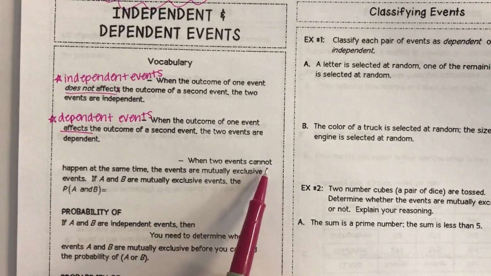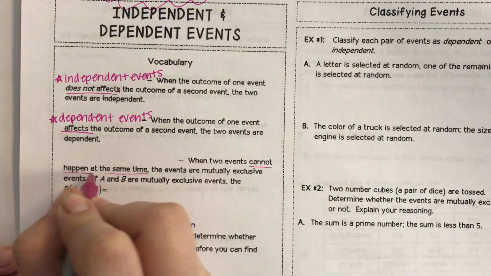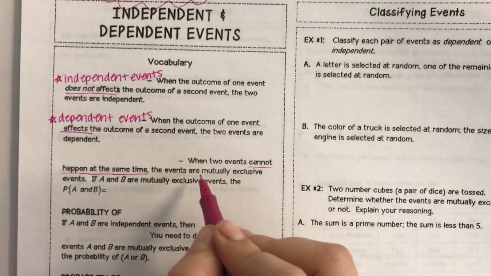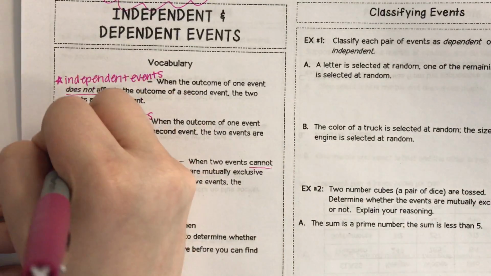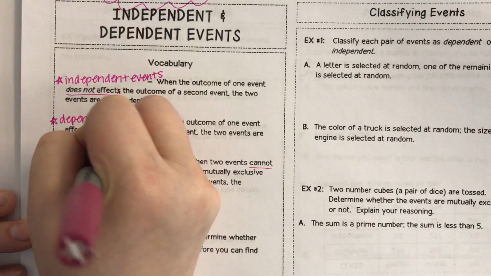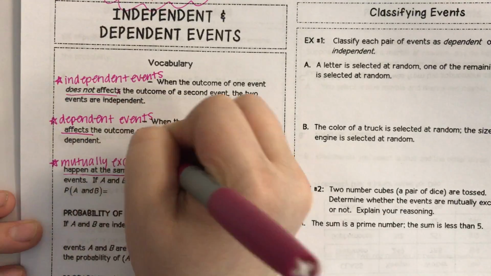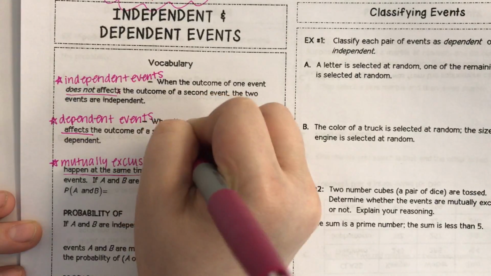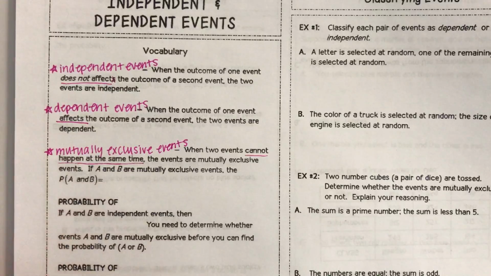When two events cannot happen at the same time, the events are mutually exclusive events. So, mutually exclusive events. They absolutely cannot happen at the same time. Okay.